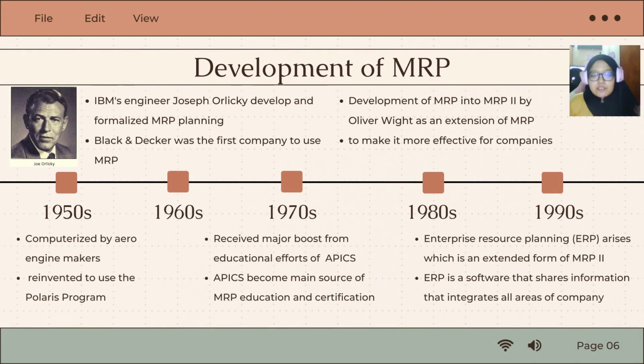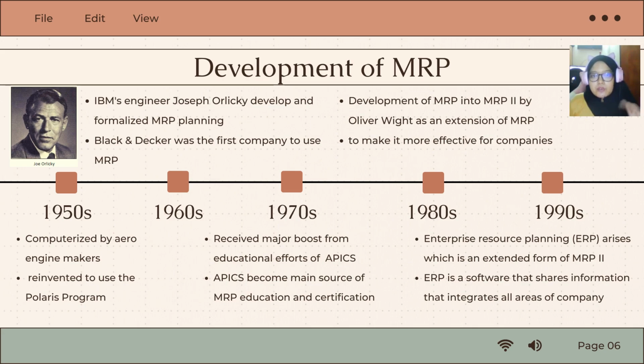Starting from 1950, MRP was first computerized by aero engine makers associated with General Electric and Rolls-Royce. Before MRP became commercialized, it was reinvented to use a Polaris program. So in 1960, IBM's engineer Joseph Orlicky developed and formalized MRP after he studied the Toyota production system. MRP then was released to specific individual businesses, being used first by Black & Decker Company.